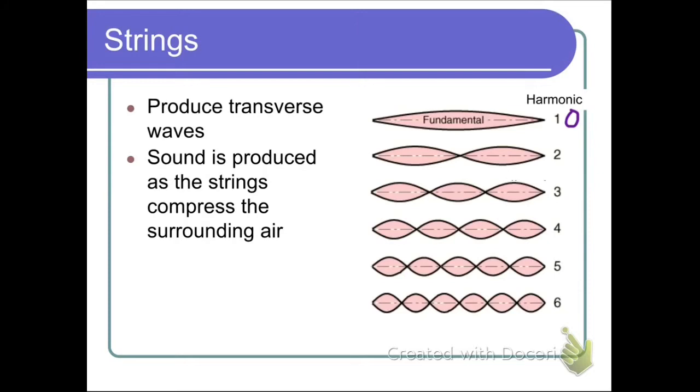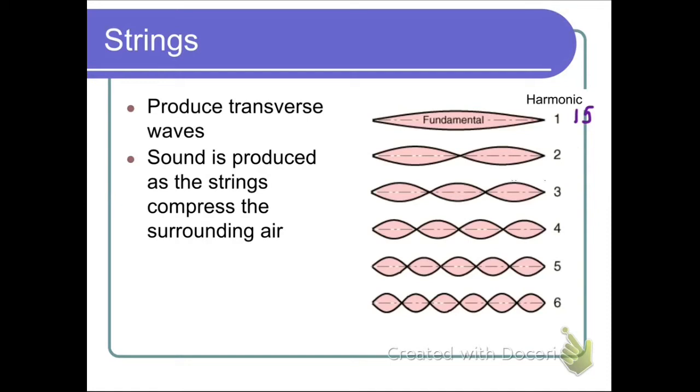We could do it differently. What if the first harmonic happened at 15? Then the second harmonic would happen at 30, and then it would be at 45, and then it would be at 60, and it would just keep on going in that same pattern. Okay, it's always the integer multiple of the fundamental.